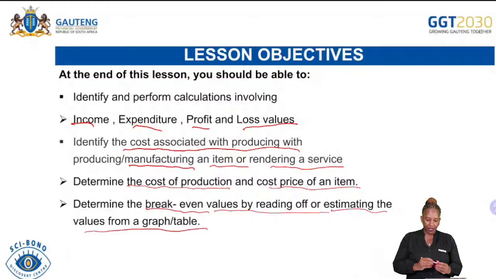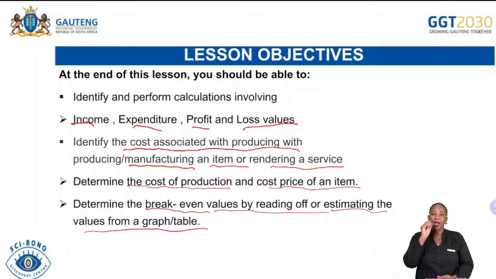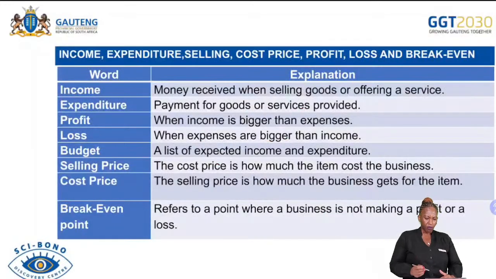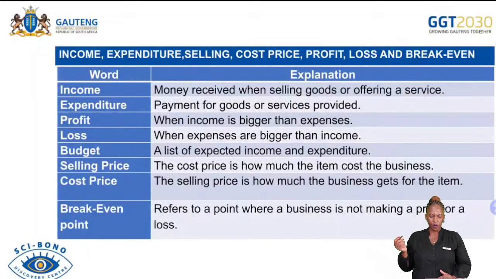That's what we are focusing on now in grade 12. But where did it start? It started in grade 10. Now, boys and girls, we have what we call a terminology table. You need to be familiar with the words that the examiner will use, because they won't just use any word when we are dealing with income, expenditure, selling price, cost price, profit, loss, and break even.